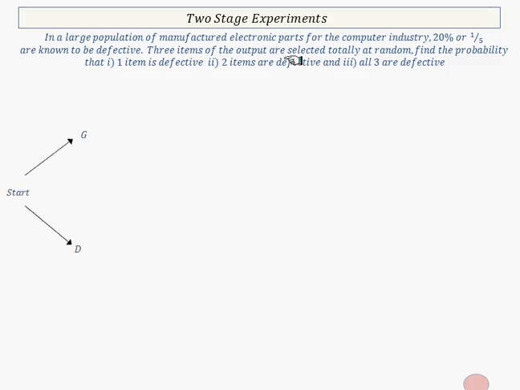Now we're going to look at two-stage experiments. We're going to look at electronic parts made in a manufacturing center, where the probability of a defective part is 20%, or 1 in 5. Probability of good is, of course, 4/5. We have here that the first component, randomly selected, could be good or defective, with probability 4/5 and 1/5. We're putting these on the screen here. The second part could be good or defective, with the same probabilities here.